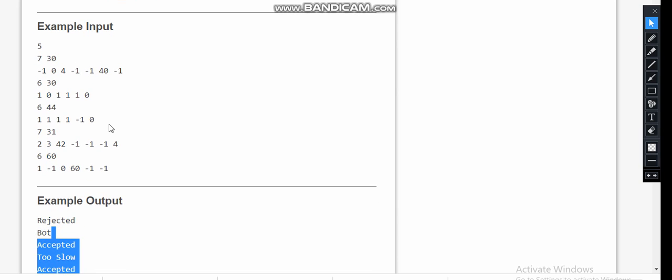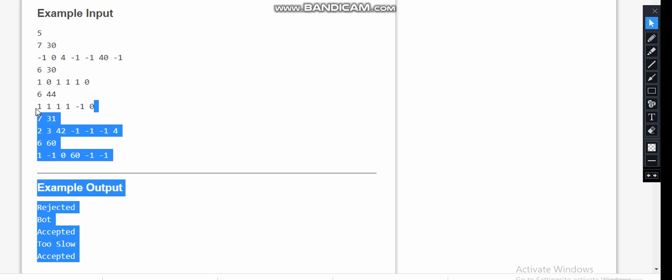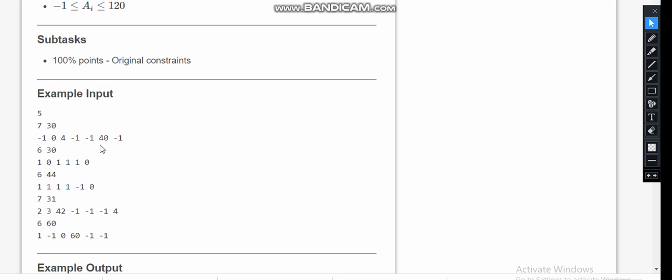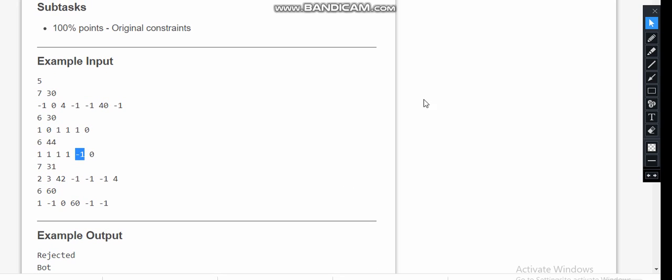In the third case, he hasn't solved one question, but he has solved 4 questions, which is more than ceil of 6 by 2, that is 3. He is not a bot also because first he has not solved all the questions, and that is the condition for bot. He has to solve all the questions and all the questions should not take more than 1 second, but he hasn't solved one question, so he was a human, so accepted. So these are the test cases. It was a quite simple problem.